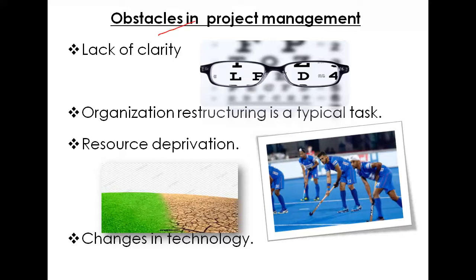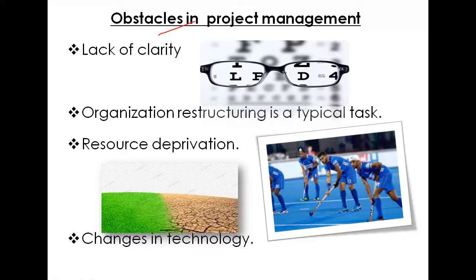What are the obstacles of project management? It's a lack of clarity. So poor communication, where the people do not understand what's going on. So first you have to give clear intimation to the people. The people must know their own functions in that particular project, then only can you move the project. So the lack of clarity is one of the obstacles.